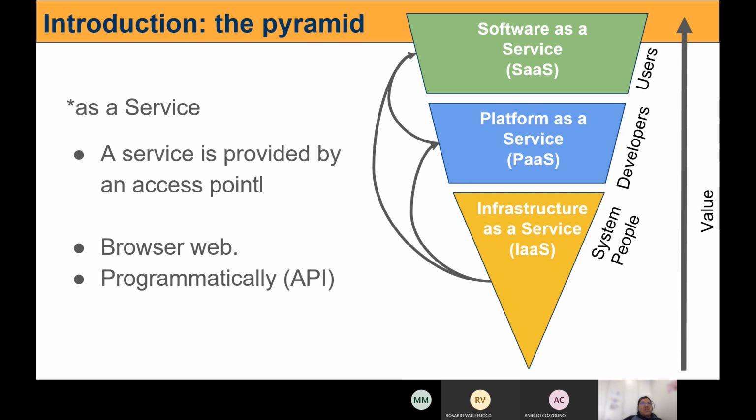Really often the interaction with any level of the upside down cloud computing pyramid is done by a web browser in a really interactive and friendly way, but above all, for real production applications, programmatically. That means using an API, application programming interface. As you can see on the right side of the slide, we have an arrow pointing up that is the value axis. As you go high in the upside down cloud computing pyramid, the value of the service rises.